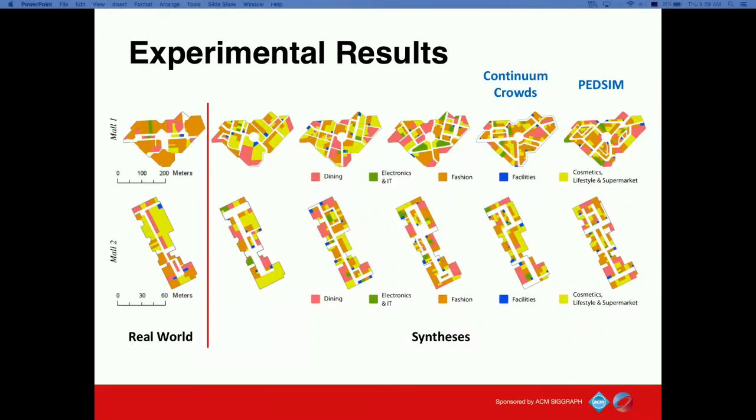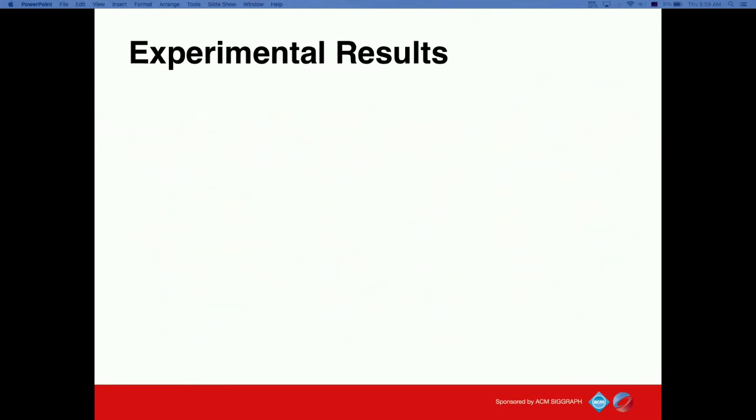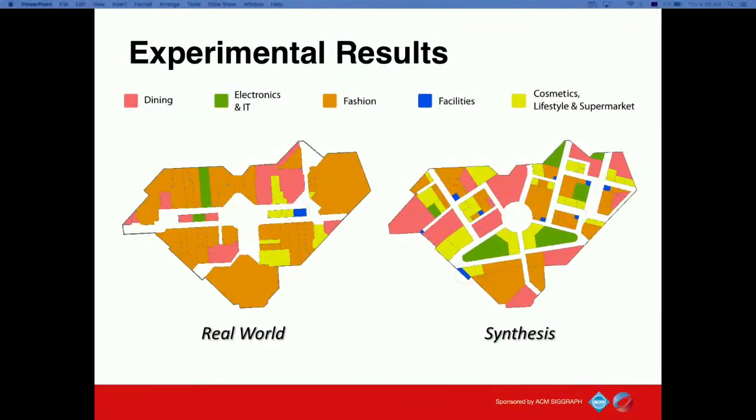The synthesized layouts are in the right 2 columns, which are similar to layouts synthesized with our own simulation model regarding both visual appearance and the later evaluation. We found something interesting here. For Mall 1, our synthesis has more facilities, like washrooms and information counters in blue color. In addition, some shortcuts are created for easy access.